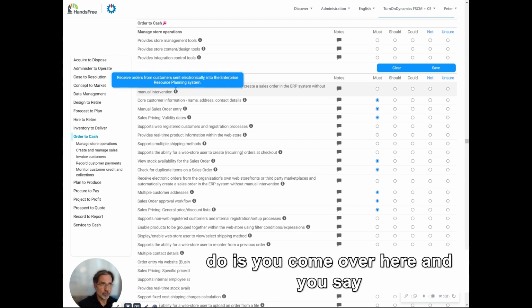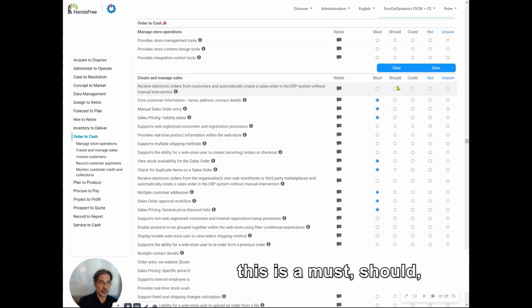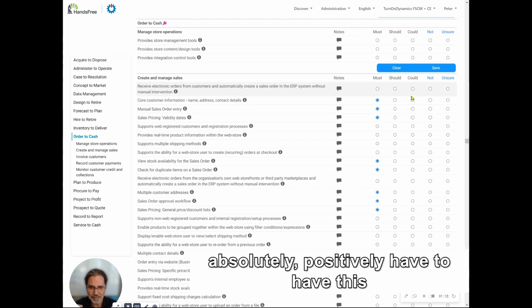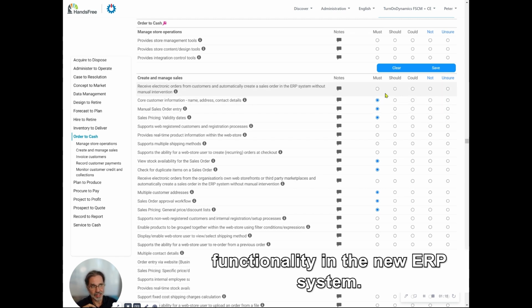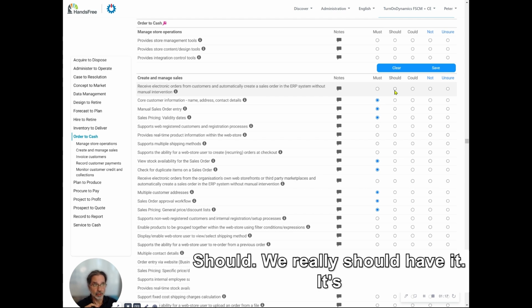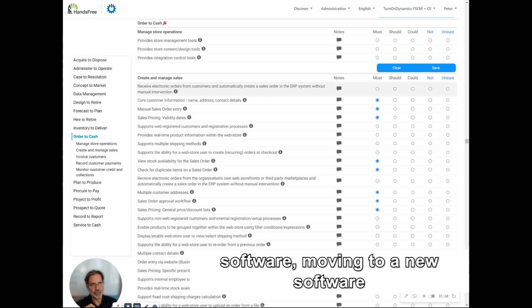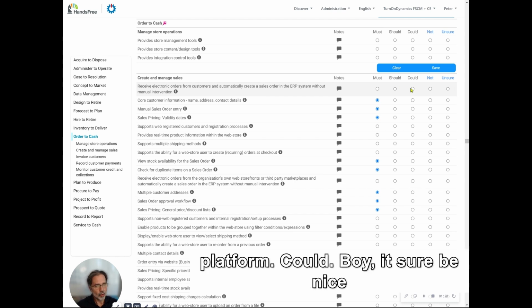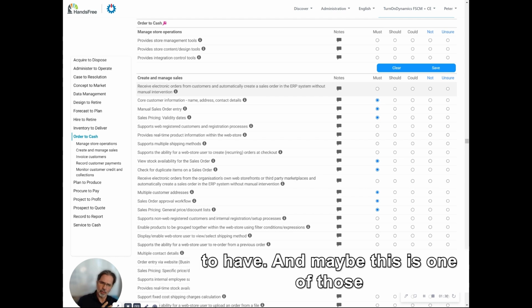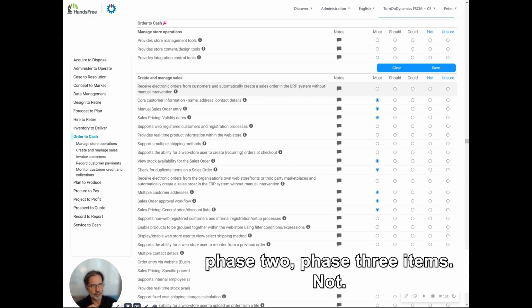And then what you do is you come over here and you say this is a must, should, could, not, or unsure requirement. Must. We absolutely positively have to have this functionality in the new ERP system. Should. We really should have it. It's not going to be critical, but it should be there for us to consider moving to a new software platform. Could, boy, it'd sure be nice to have. And maybe this is one of those phase 2, phase 3 items.